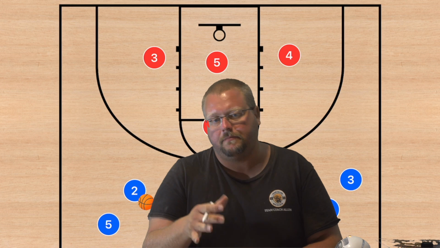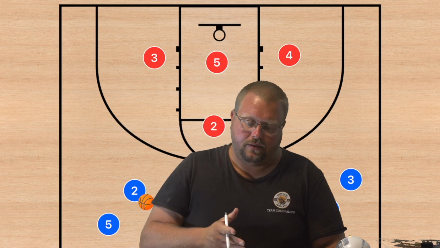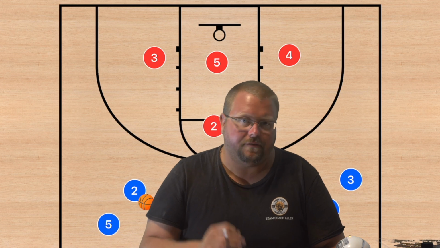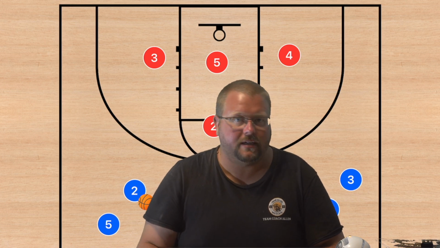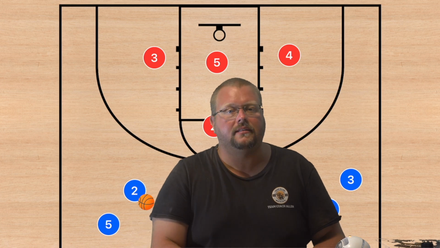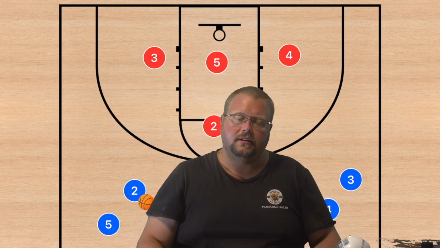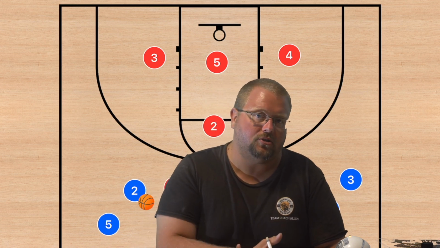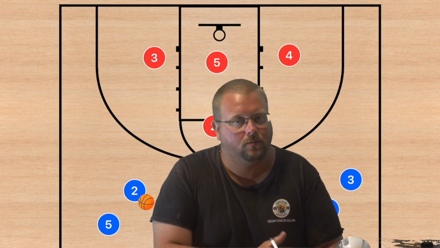You can get some passes into cutters. This doesn't allow that to happen. So you are basically cutting off the entire key to anybody trying to drive. If you can keep that 1-3 tight inside the 3-point line and they don't extend themselves out, and you've got that one guy who's either chasing the ball, just trying to be a pest, which is great.